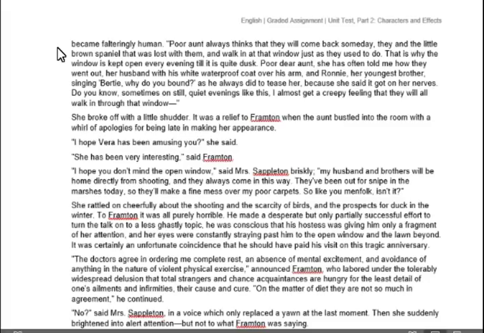"The doctors agree in ordering me complete rest, an absence of mental excitement, and avoidance of anything in the nature of violent physical exercise," announced Frampton, who labored under the tolerably widespread delusion that total strangers and chance acquaintances are hungry for the least detail of one's ailments and infirmities, their causes and cure. "On the matter of diet, they're not so much in agreement," he continued. "No?" said Mrs. Stapleton, in a voice which only replaced the yawn at the last moment. Then she suddenly brightened into alert attention, but not to what Frampton was saying.